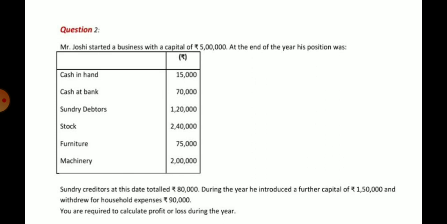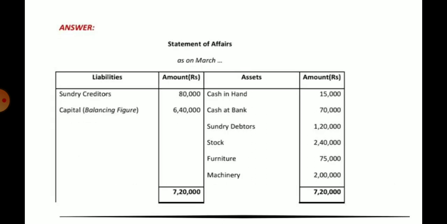So we have to prepare the profit or loss for the year. First of all, prepare the statement of affairs. Statement of affairs is just a balance sheet, but because the person preparing the accounts does not prepare them properly, we make a new account, that is the statement of affairs. So cash in hand, cash at bank, sundry debtors, stock, furniture and machinery are written on the asset side, and liabilities are transferred to the liability side. Whatever is the balancing figure is treated as capital.